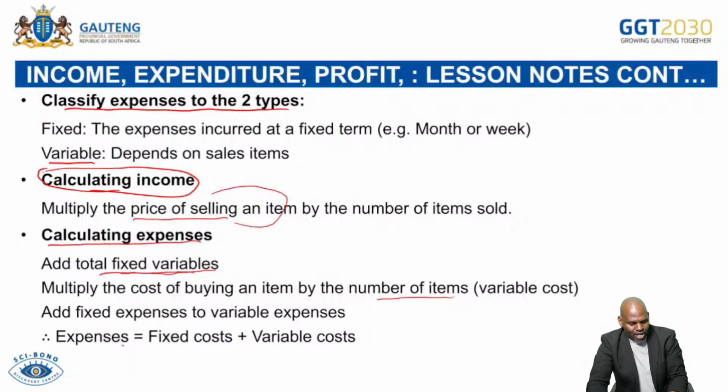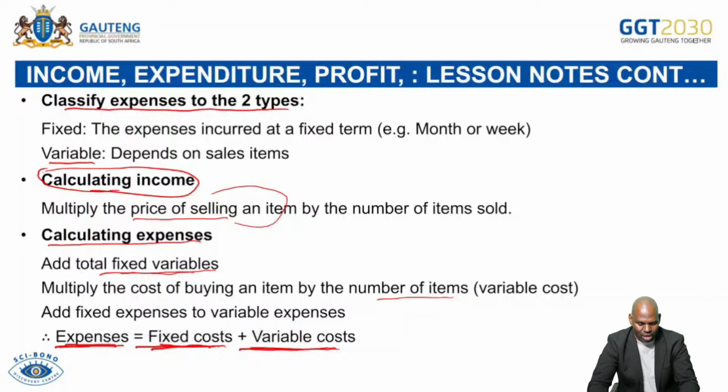Now, in terms of expenses, expenses equal fixed expenses plus variable expenses. Fixed cost plus variable cost. We can say expenses equal fixed expenses plus variable expenses, or we can say fixed cost plus variable cost.